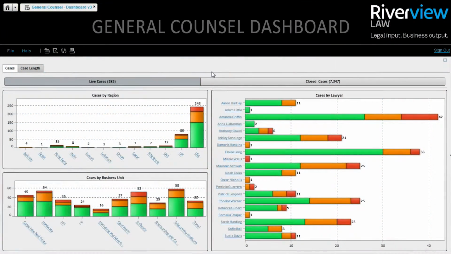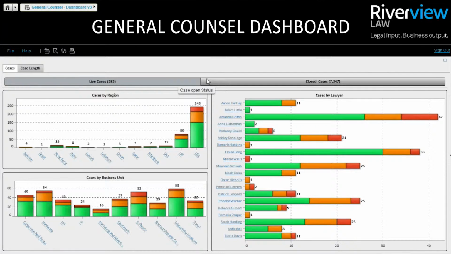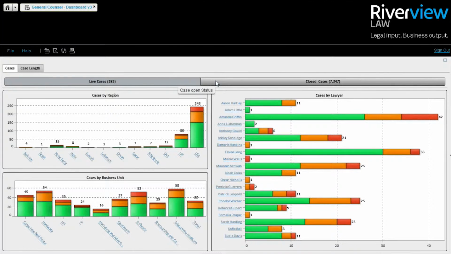So as a General Counsel, it's really important to be able to see not only the trends of what's happening within your team, but also within the activity day to day. Here in this dashboard, we're able to see both live cases sitting with the team at the time and closed cases, and easily toggle between the two.